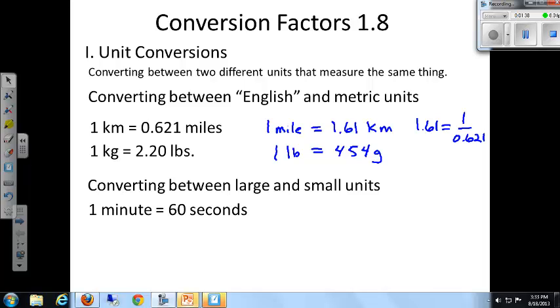Another possible conversion that you might want to do is between large and small units. 1 minute is equal to 60 seconds. 1 hour is equal to 60 minutes. 1 gallon is equal to 4 quarts. 1 foot is equal to 12 inches. These are comparable units, just giving you large and small versions of that. These are the two most common cases that you'll run into, and we'll do some examples of each of these.